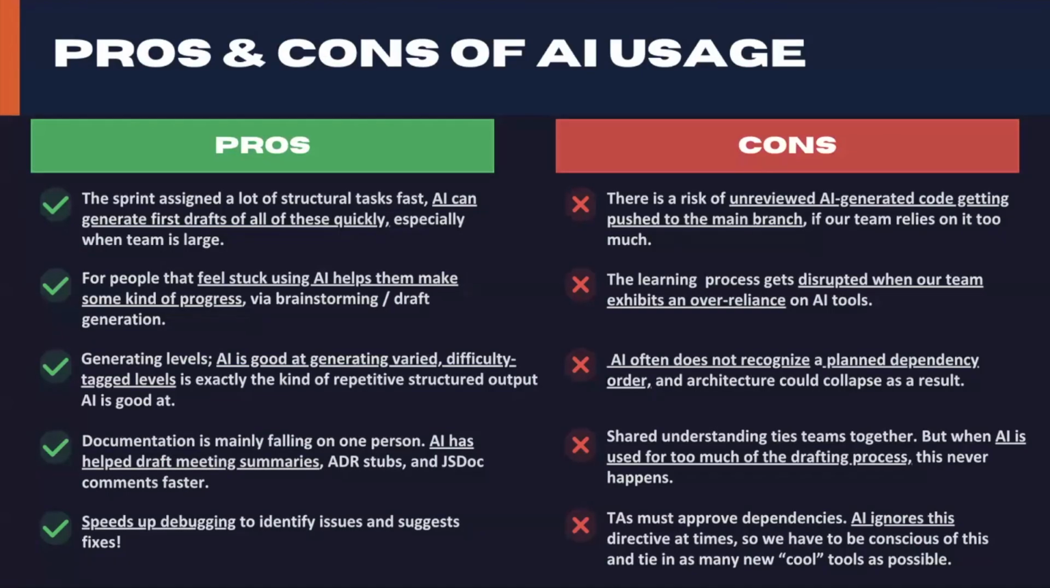So some of the pros of using AI is that it helps us speed up the process, such as that it helps us draft meeting summaries and just speed up the debugging process in general. Some of the cons is that unreviewed AI-generated code can be dangerous if it's pushed to the main branch, and over-reliance on it as well can disrupt our learning process.